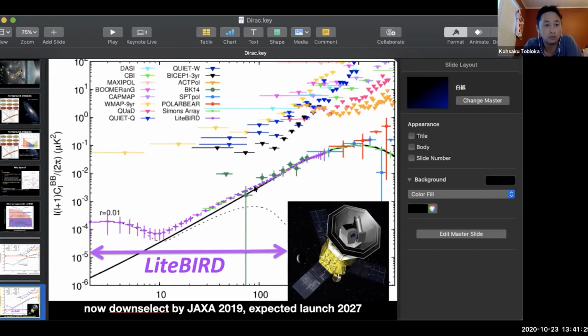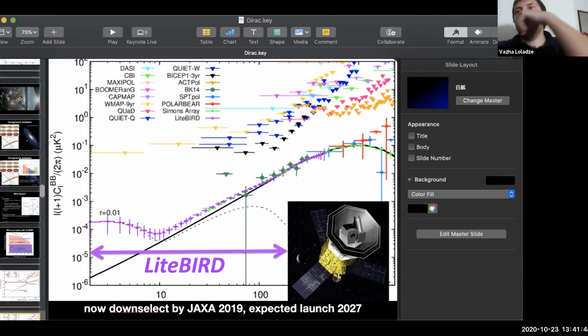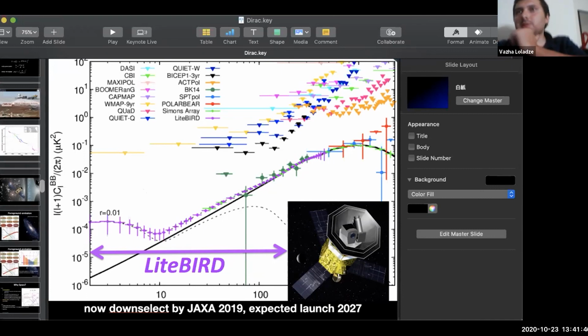Thank you. Oh, Vaja? Thank you. I have one question. Is it possible in the near future that we will be able to detect the gravitational waves from inflation directly without looking at the CMB, or is it very weak for this purpose?